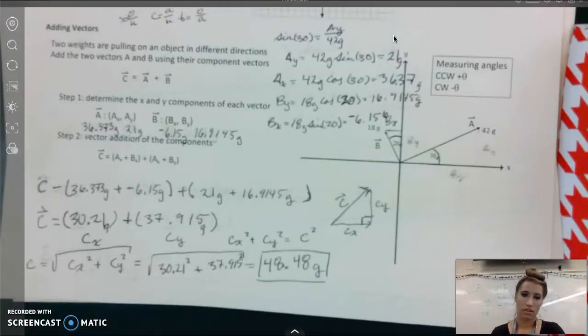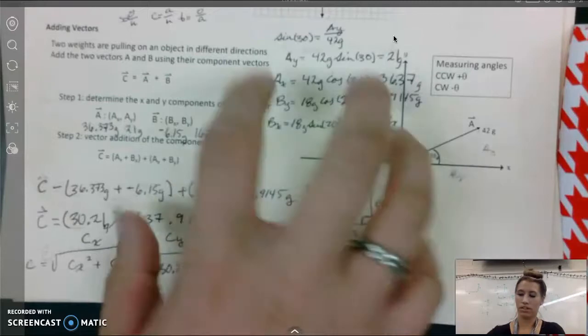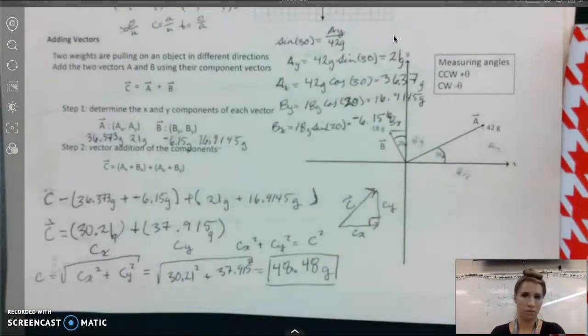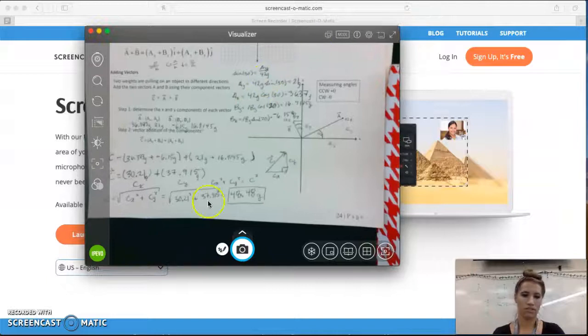Sig figs get very, very complicated very quickly with these types of problems. So on your exam and on your assignments, when we're encountering something just like this, your answer should be between 3 to 5 sig figs. So I left it with 4 sig figs at the end there.